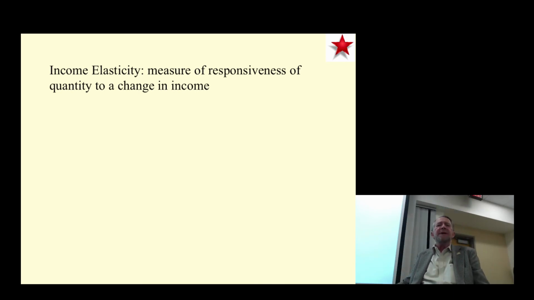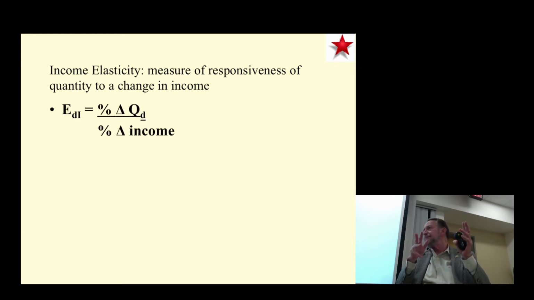And again, as I pointed out to you before, the numerator is always percentage change in quantity of X. That's the one you're looking at, right? The denominator in this would be the percentage change in income. And it's a ratio, obviously. The bigger the ratio, the higher the income elasticity of demand.